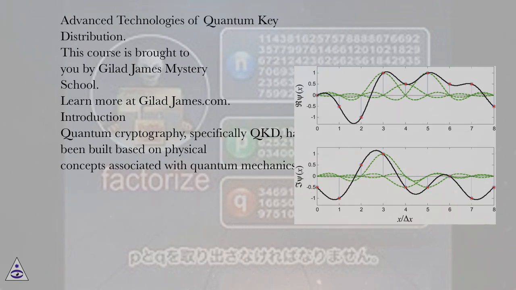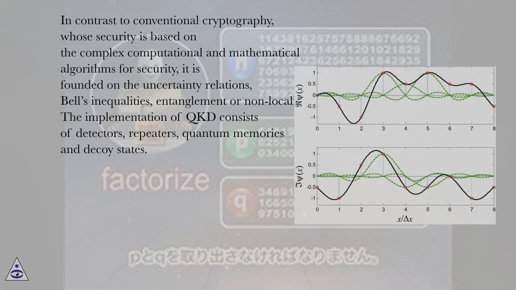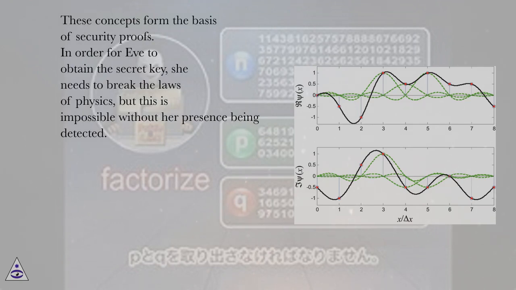Introduction. Quantum cryptography, specifically QKD, has been built based on physical concepts associated with quantum mechanics. In contrast to conventional cryptography, whose security is based on complex computational and mathematical algorithms, it is founded on the uncertainty relations, Bell's inequalities, entanglement or non-locality. The implementation of QKD consists of detectors, repeaters, quantum memories and decoy states. These concepts form the basis of security proofs. In order for Eve to obtain the secret key, she needs to break the laws of physics, but this is impossible without her presence being detected.